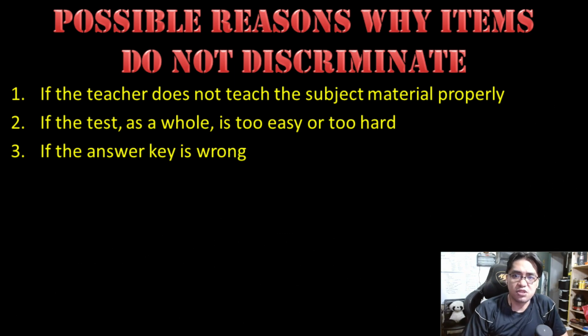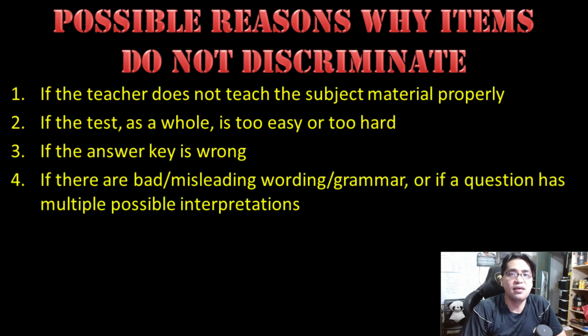The next possible cause for why your test question is not discriminating is bad or misleading wording or grammar in the question, or quite possibly a question with multiple possible interpretations. Naturally, when people are confused as to what the question is asking for, the question is no longer discriminating between students who know or don't know the subject material. Instead, the question is discriminating between students who can or can't understand the question itself. The question is discriminating between students who can or can't read the mind of the teacher as to what the question means. So please make sure that your test questions are written correctly with no spelling or grammatical errors.